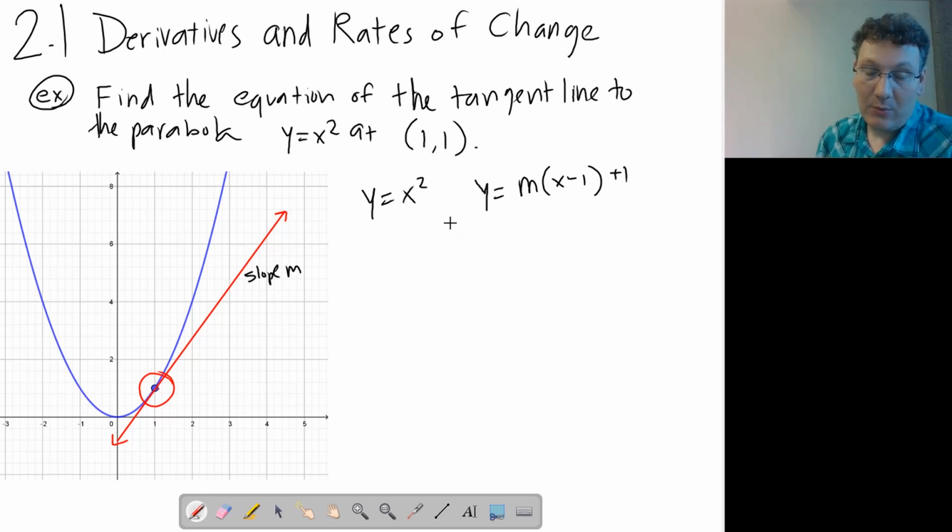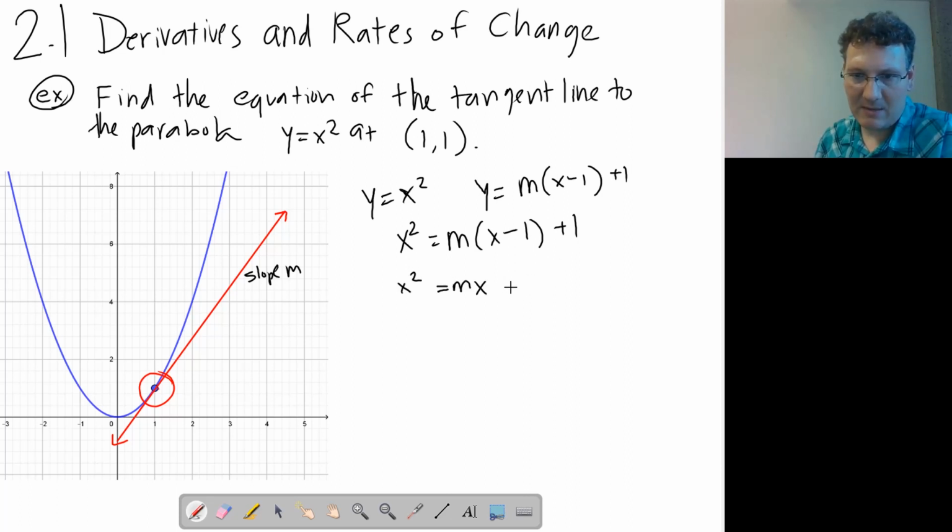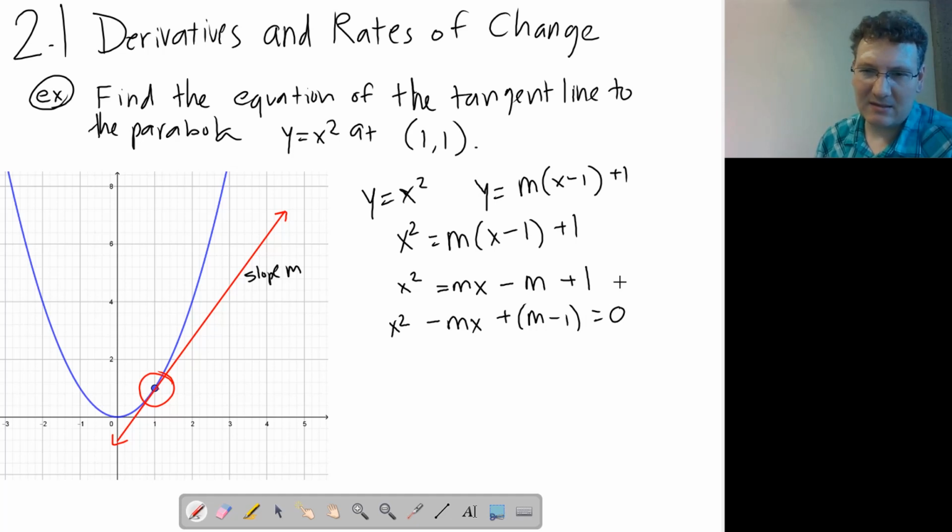we can set the two expressions equal to each other and figure out what that would be. So if we set x squared equals m times (x minus 1) plus 1, we can write x squared equals mx minus m plus 1. Let's put everything onto the left-hand side, and we have x squared minus mx plus m minus 1 equals 0.